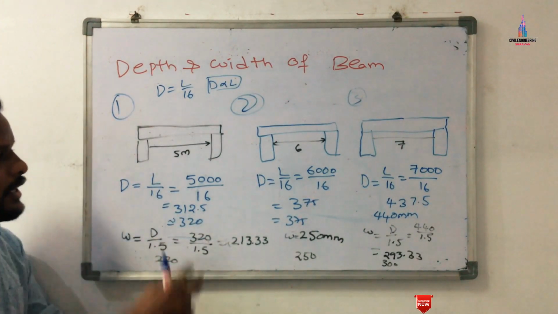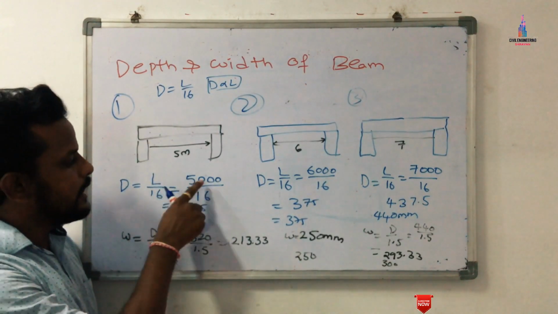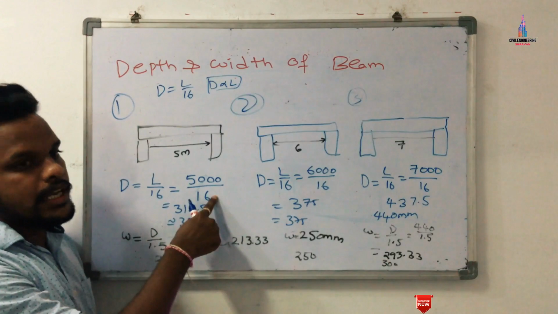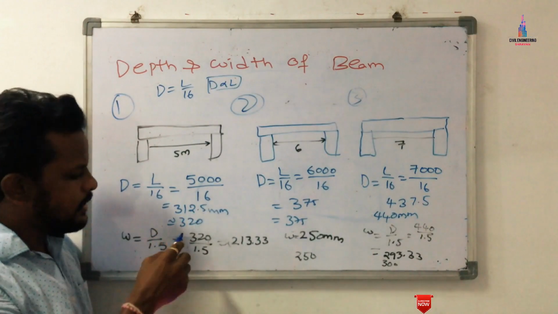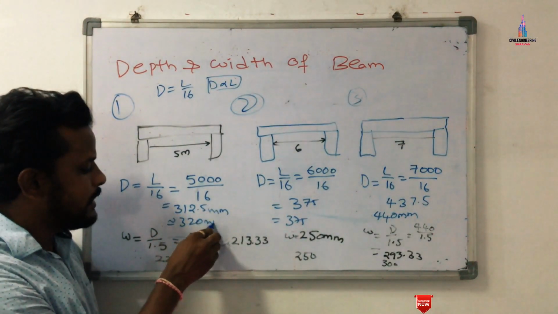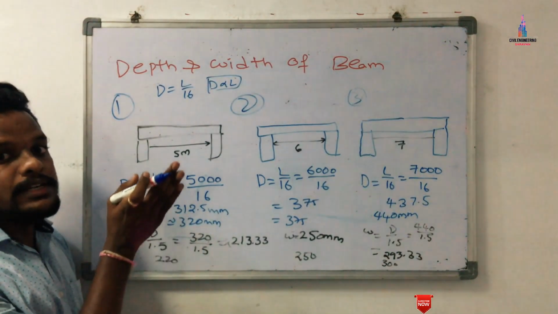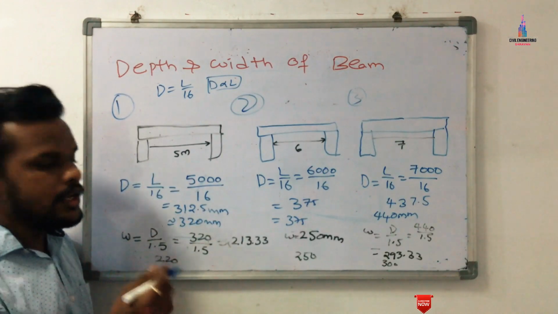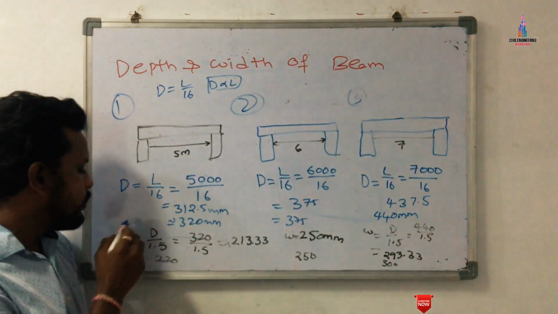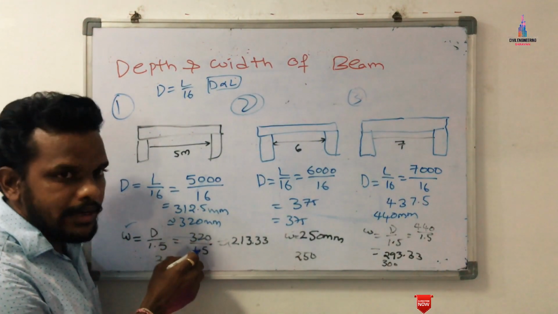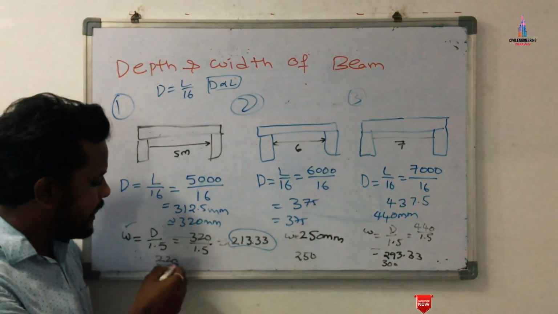If you consider the 5 meter length beam, the depth is L by 16, that is 5000 divided by 16, which gives approximately 312.5 mm. Let us consider it as 320 mm for this first section. Again you have to calculate the width of the beam, which depends upon the calculated depth. The depth divided by 1.5 factor gives the width, so 320 divided by 1.5 is approximately 213.33. We can consider it here as 220.